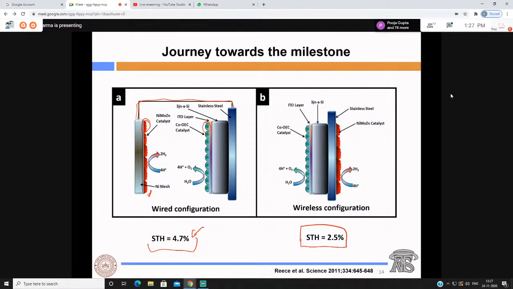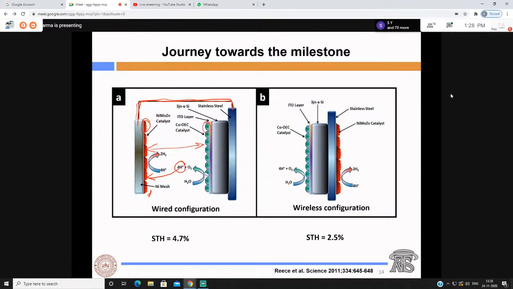This happens because in the previous case, it is not only about the electron movement, but also about the proton or ion movement from one electrode to another. There, the proton which is generated has to move to the other electrode, which is in very close proximity, so there are very low diffusional resistances. However, in this case, the proton has to move all the way to the other side. There are very high diffusional resistances. That's why the STH efficiency is very low.